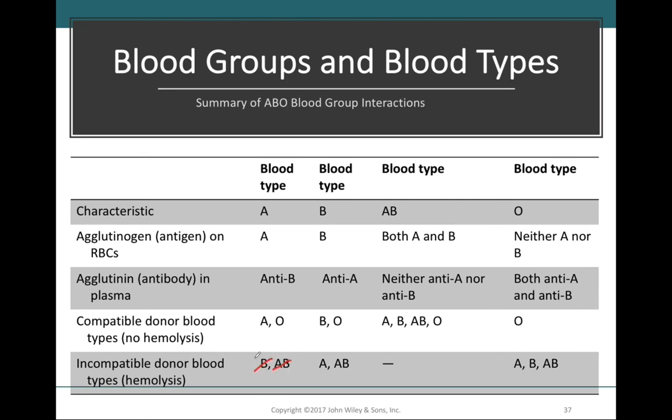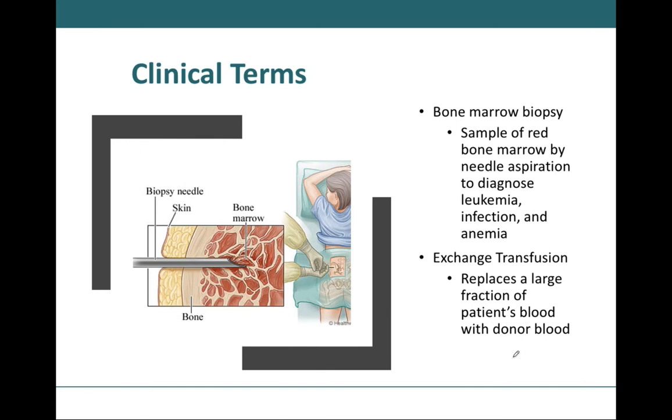So both B and AB will have the B antigen, and therefore neither of those are going to work. The opposite is true here. For the B blood type, anything with A is not going to work. The AB blood type is not going to have any incompatible donors because they will not have any of those antibodies in their blood, and therefore they can receive any types of blood that have any antigens on them. And blood type O is going to be incompatible with everything with the exception of other O individuals.